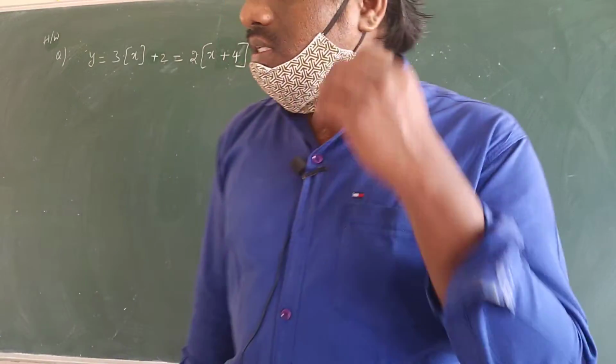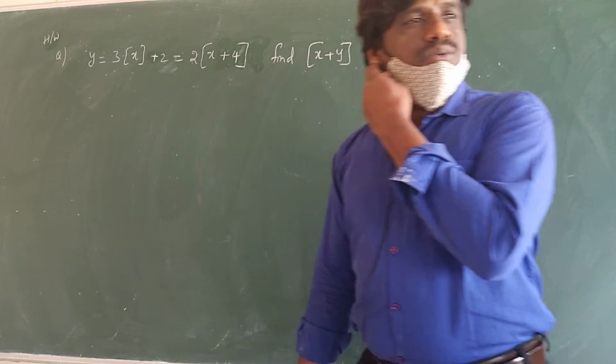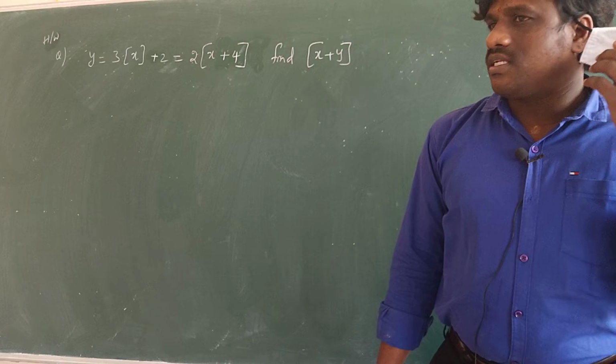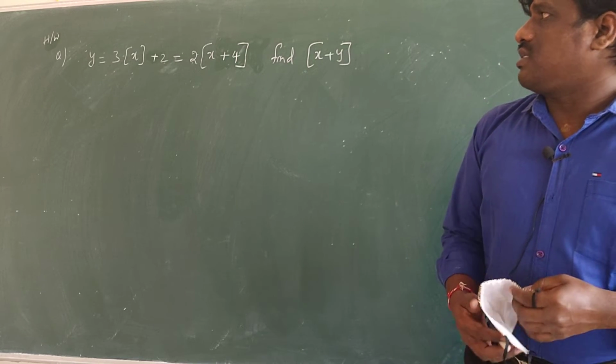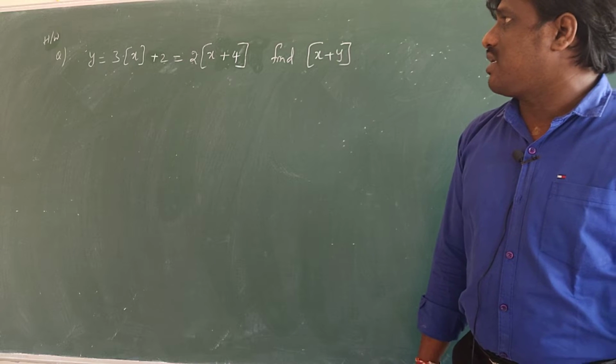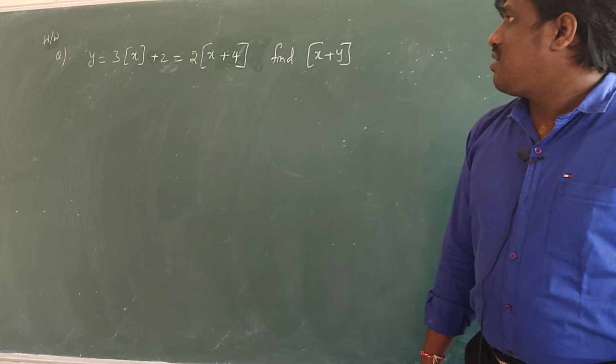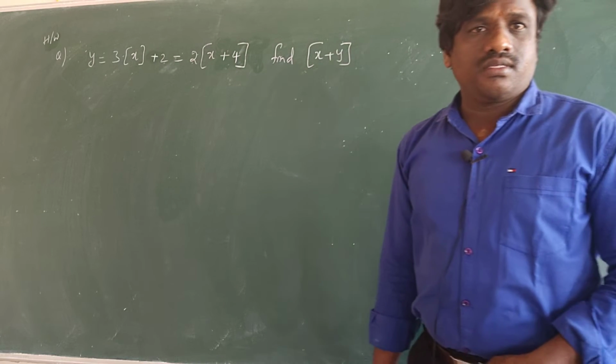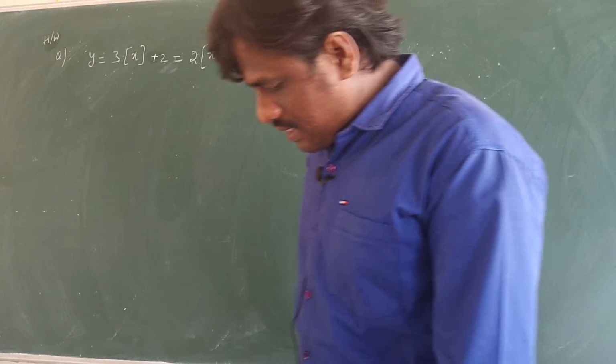Let's start today's lecture. We are solving questions related to greatest integer, right? So y is equal to 3 times the greatest integer x plus 2 is equal to 2 times the greatest integer x plus 4. Find the greatest integer x plus y. You have to find this.